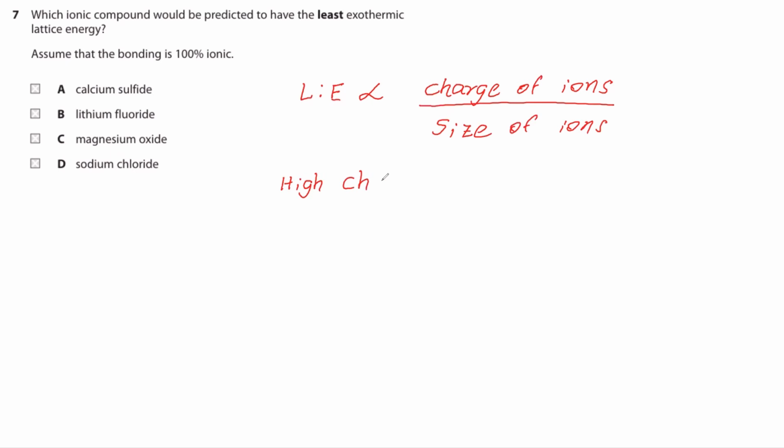It might be cation or anion, anything, right? So if you have greater charge, what will happen? Lattice energy is greater. Why is that? Because charge and lattice energy are directly proportional. But if you have lower charge, then directly proportional, lattice energy will be lower.